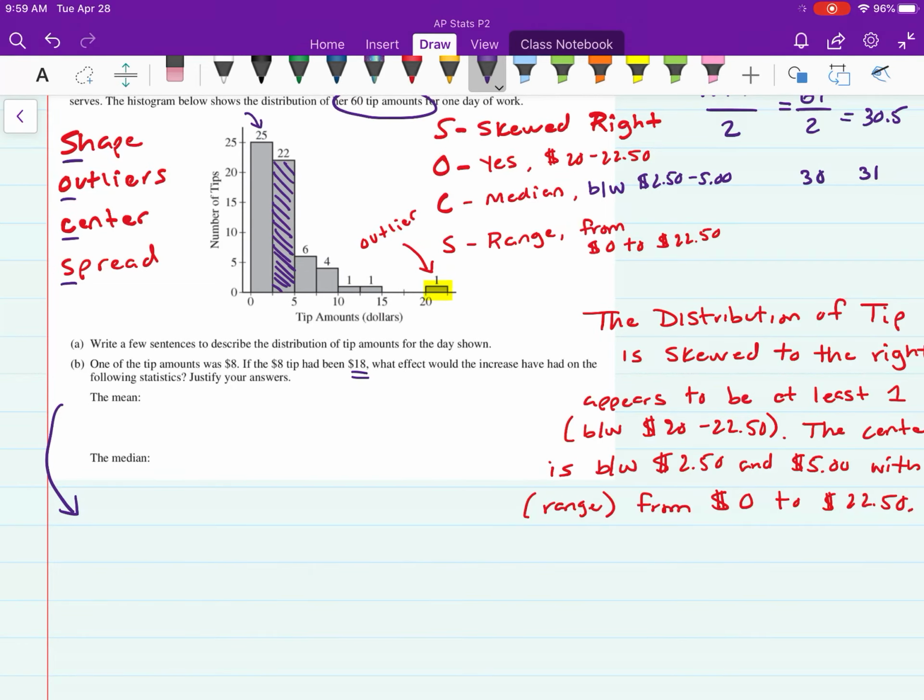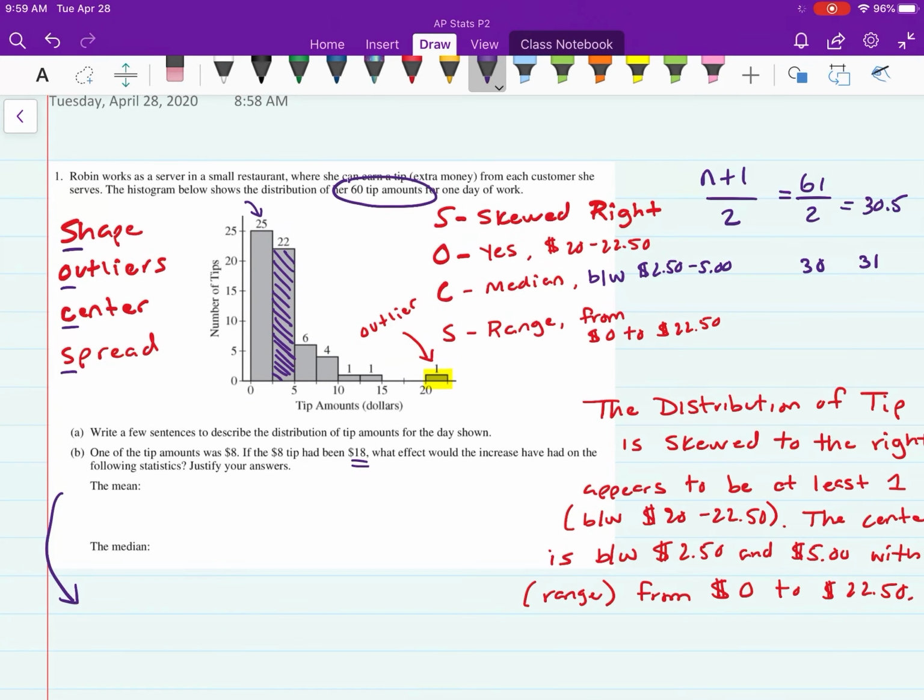So I don't know what the mean is of this histogram, and it's almost impossible to figure that out. However, let's just say the mean tip amount right now of this distribution, let's say they told it to you and they said that it was, I don't know, $10. Well, actually, no, that's a stupid guess. There's a lot of tips on the lower end. So let's say the mean tip amount was, I don't know, $2. If you're now going to switch an $8 tip to an $18 tip, it's going to go up, and the mean is going to go up.